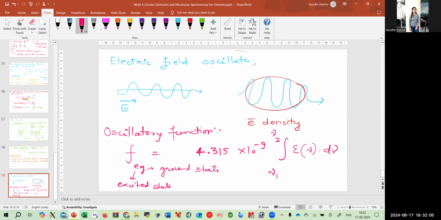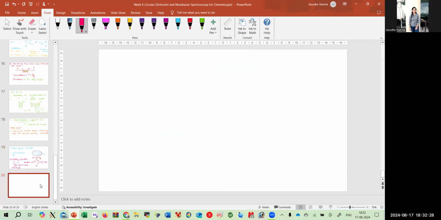As we said, we were interested in getting to know how much interaction is happening. So epsilon is the term of molar absorption coefficient, which is a property of the molecule, and that dictates how much it is going to interact. And there is one oscillatory function which will give you the exact value, which depends upon the wave number as well as the molar absorption.